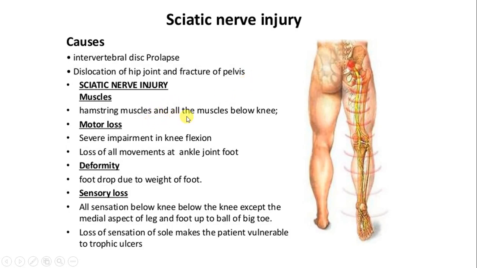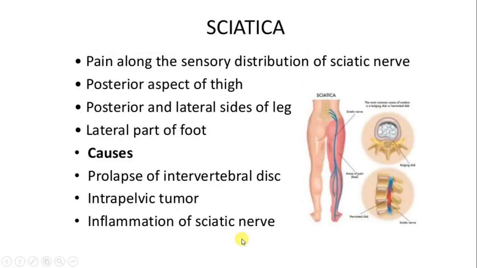Hamstring muscles, and below the knee, there will be motor loss and foot drop. There will be sensory loss below the knee, except the medial side of the leg and the foot up to the ball of the big toe. And loss of sensation of the sole makes the patient vulnerable to trophic ulcers of the foot.